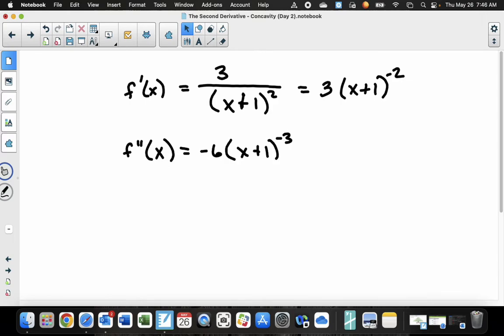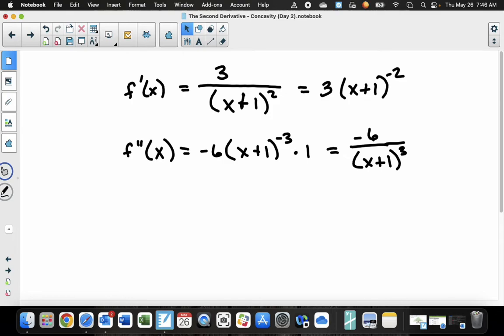Again, don't forget to drop that exponent more negative by 1, okay? Times the derivative of the inside, which technically is just 1. Derivative of the outside is a power function. Derivative of the inside is just 1. So ultimately, I'm going to rewrite this only because whenever you have negative exponents and we're trying to plug stuff in, it doesn't make nearly as much sense. So I'm going to rewrite this so that there aren't negative exponents, which means our second derivative is really negative 6 over x plus 1 cubed. Okay, that's our second derivative.